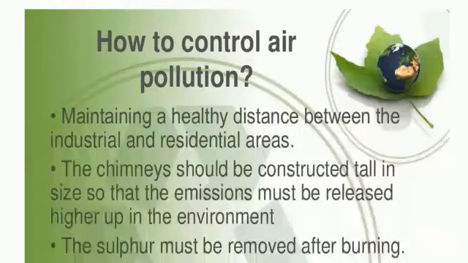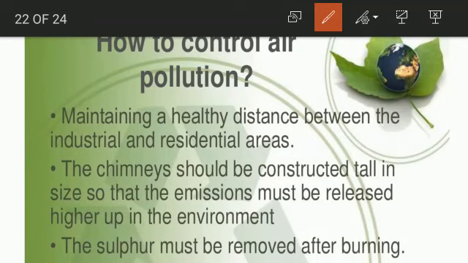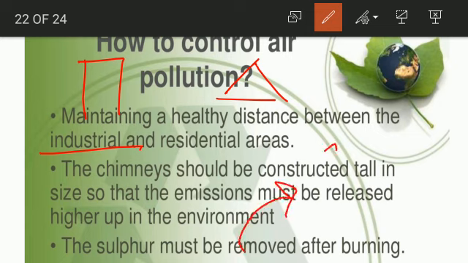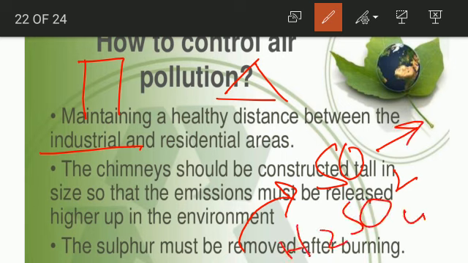How to control air pollution? Maintaining a healthy distance between the industrial and residential areas. Of course, the chimneys and houses must be separated and must be far from each other. The chimneys should be constructed tall so that emissions are released higher up in the environment. The sulfur must be removed after burning. After all, it was giving you sulfur oxide, which was turning into sulfuric acid, which is a very, very strong acid.